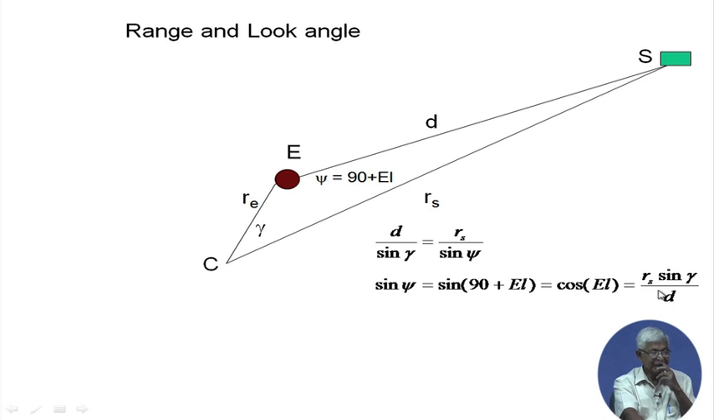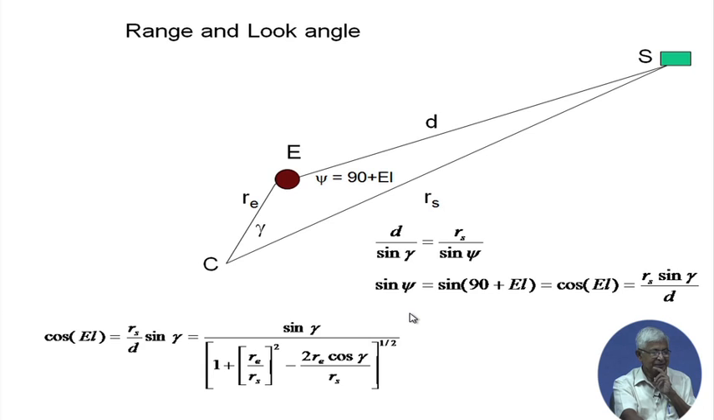Now, here we can replace d by r e, r s and gamma. So, cos elevation is r s by d times sine gamma, and if you remember, in the last expression we have taken r s outside. So, that r s and the numerator r s get cancelled. Therefore, the expression becomes sine gamma by the square root of 1 plus r e by r s squared minus 2 r e cos gamma by r s.